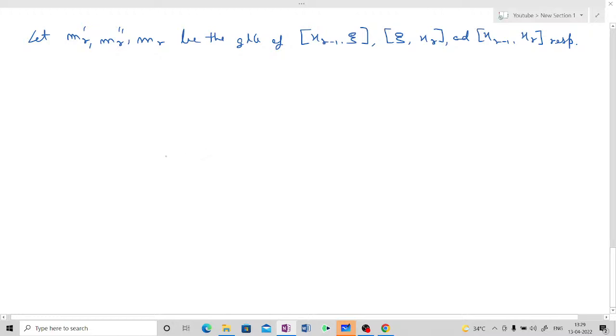And from here we can obviously say that m_r is less than or equal to m_r' and m_r is less than or equal to m_r''. Clear? Because we are taking smaller sections of this itself. Basically this and this are sub-intervals of this sub-interval. Clear?